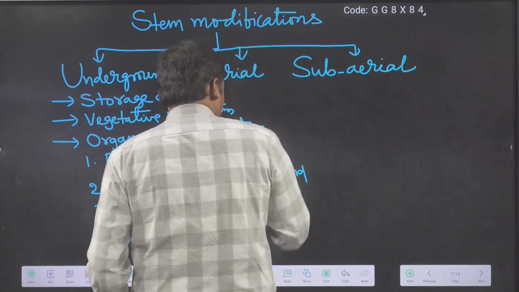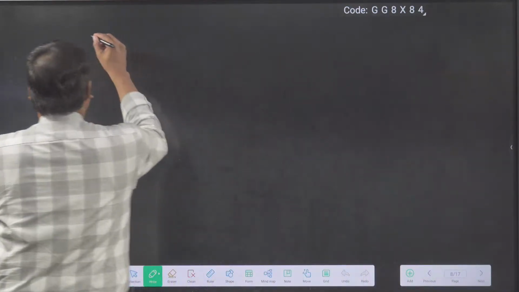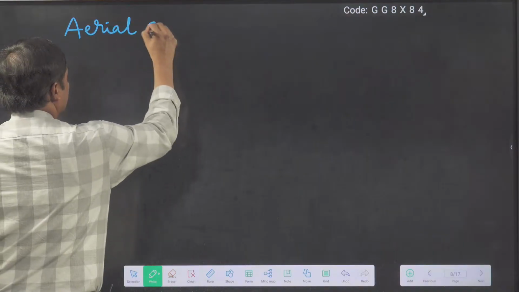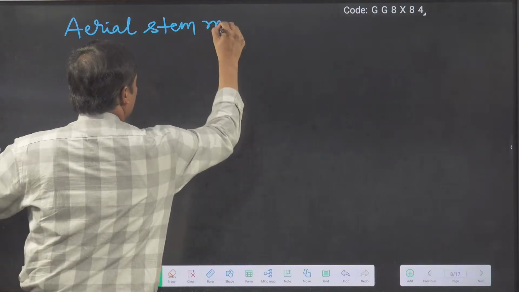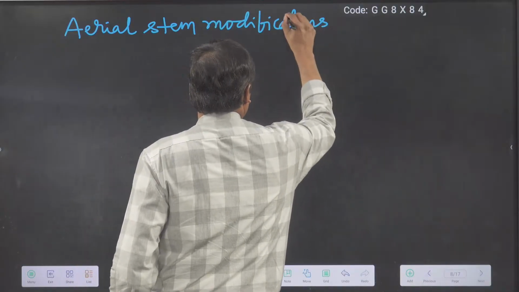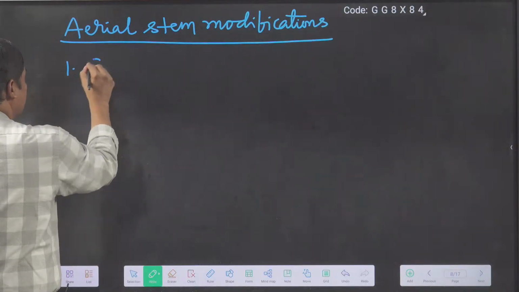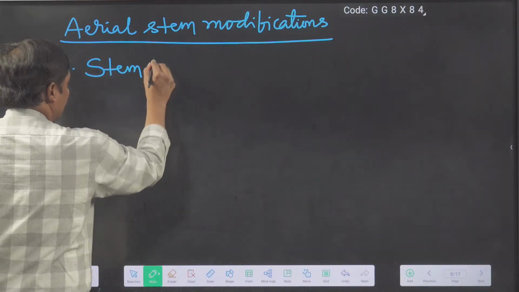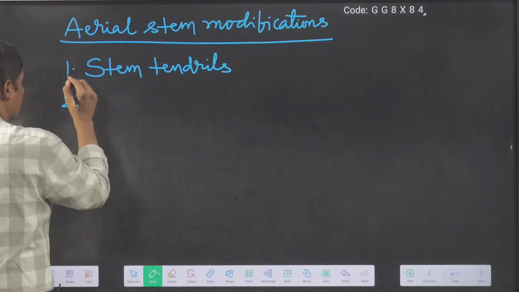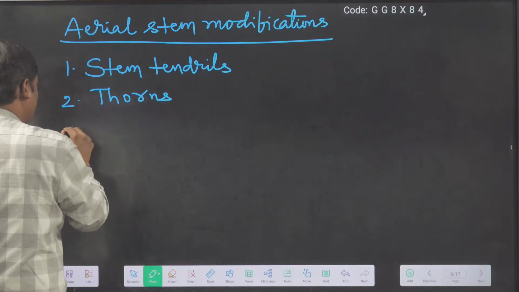modifications. Next one is aerial stem modifications. Briefly, I will explain these also. Aerial stem modifications. These aerial stem modifications include stem tendrils, thorns, and phylloclades.